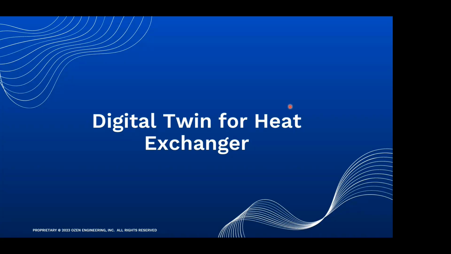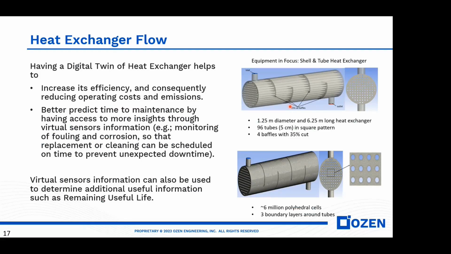So now we effectively jump into process equipment. The first one is the most important process equipment which we see everywhere. This is the heat exchanger. The heat exchanger that I'm going to talk about is a shell and tube type heat exchanger. It has a diameter of 1.25 meters, 6.25 meters long. So you can see the dimensions are almost good enough for any industrial case. It has 96 tubes and 4 baffles to it.